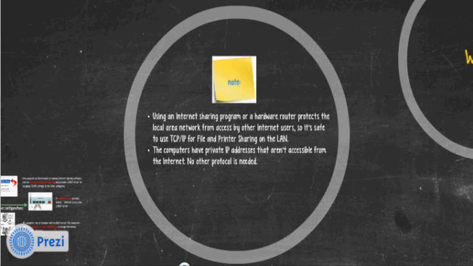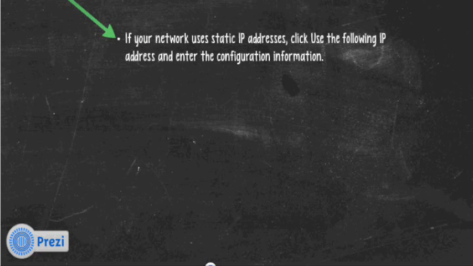Note: using an internet sharing program or a hardware router protects the local area network from access by other internet users, so it's safe to use TCP/IP for file and printer sharing on the LAN. The computers have private IP addresses that aren't accessible from the internet. No other protocol is needed. If your network uses static IP addresses, click Use the following IP address, and enter the configuration information.